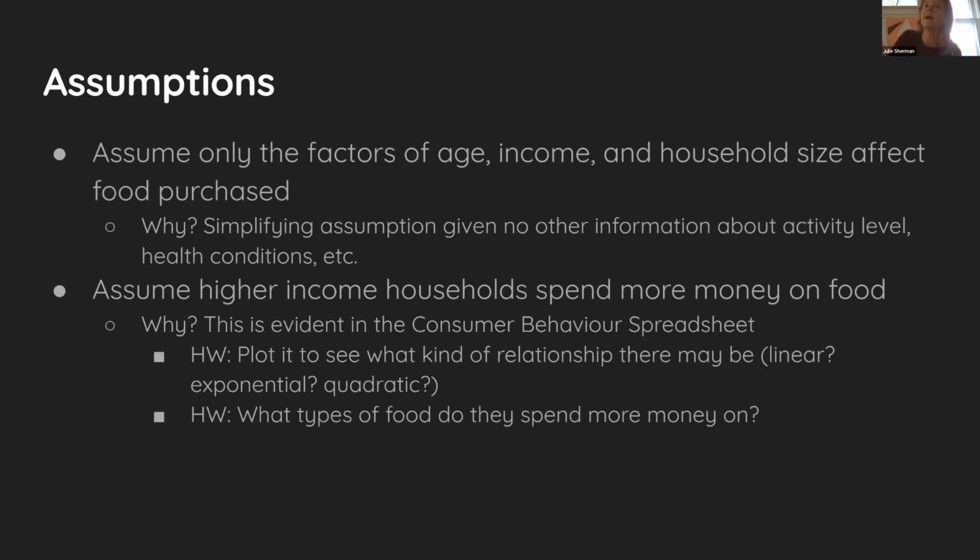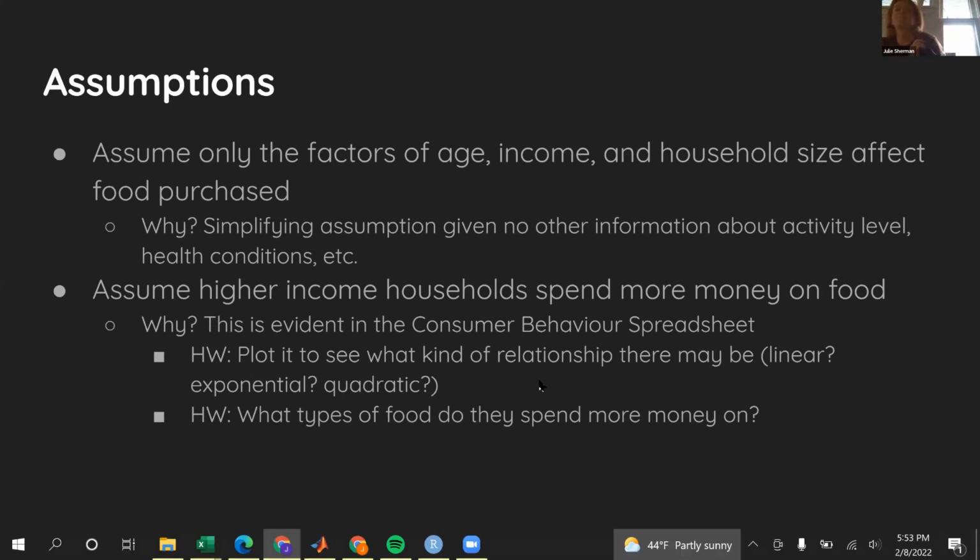We also assume that higher income households spend more money on food. And we saw that in the consumer behavior spreadsheet. So maybe what we want to get into is how much more food. So what is the relationship exactly? It could be linear. The more money you make, you just spend proportionally that much more money on food, but probably not, because I would assume that at some point you have spent all the money on food you can and it probably levels out or something like that, right? Also, it might depend on the type of food, like we talked about on the previous slide.